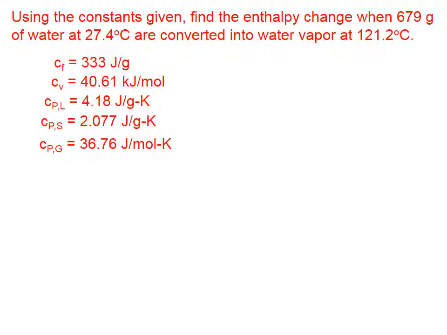Using the constants given, find the enthalpy change when 679 grams of water at 27.4 degrees Celsius are converted into water vapor at 121.2 degrees Celsius. Here are our constants that were given for this problem.